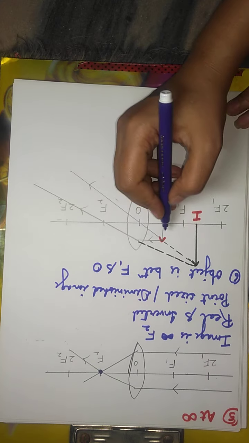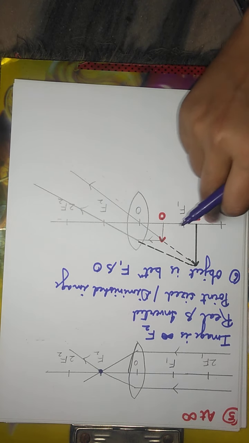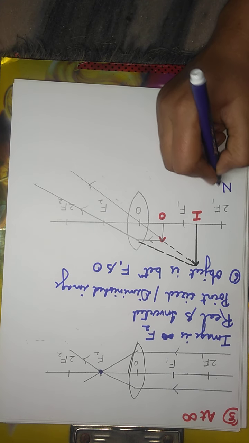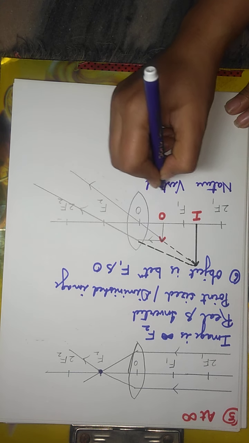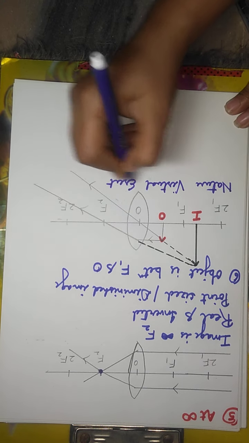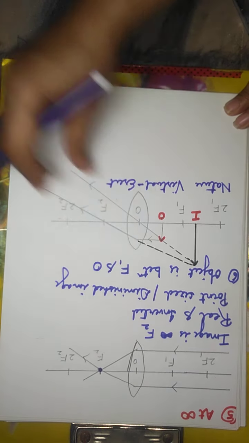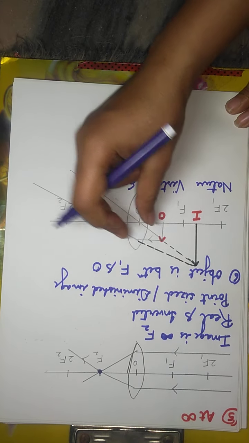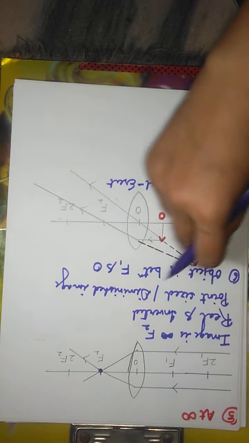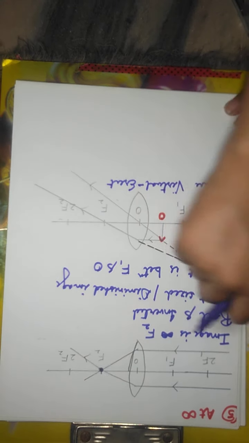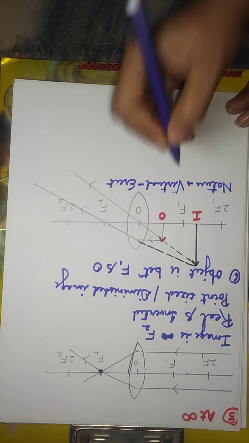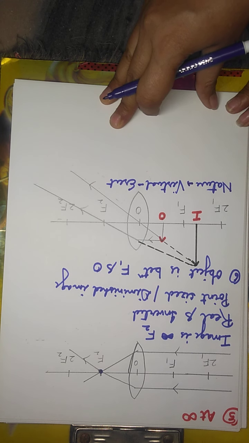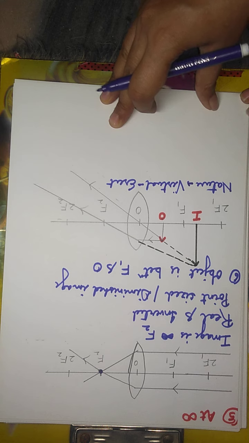And what is the nature of this image? In nature it is virtual and erect. Why virtual and erect? Because the rays are not actually meeting. If I extend them, then only they will meet. They are appearing to meet. Clear? They are not actually meeting. So when the rays are not actually meeting, what type of image is formed? A virtual and erect image is formed.